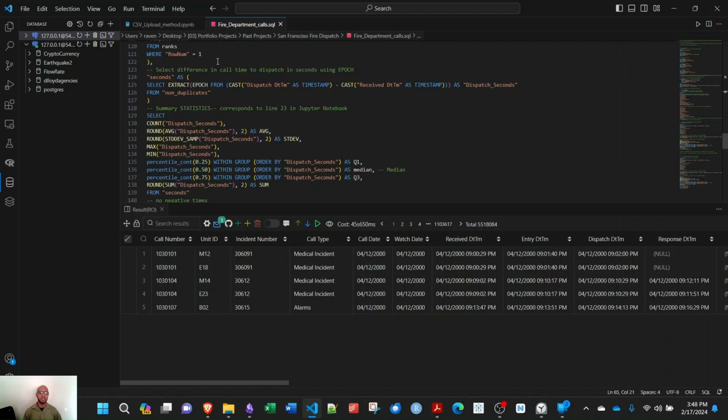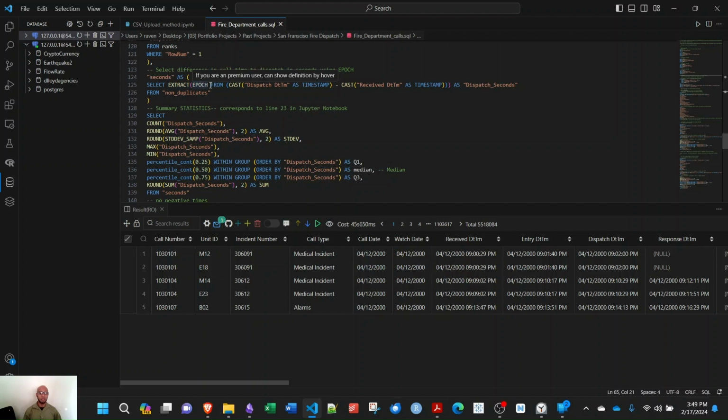So I have my final CTE here, seconds. There's a lot going on here. So I'm going to start from the inside out. In the Python project, I noted that my timestamps got loaded as strings or varchars. So here we're casting these as timestamps. Here for the dispatch date time, here for the receive date time. I'm subtracting these now that they're timestamps. Epoch from is going to give me the results in seconds. That's specific to PostgreSQL. And then extract epoch, I believe that's what gets you the seconds here.